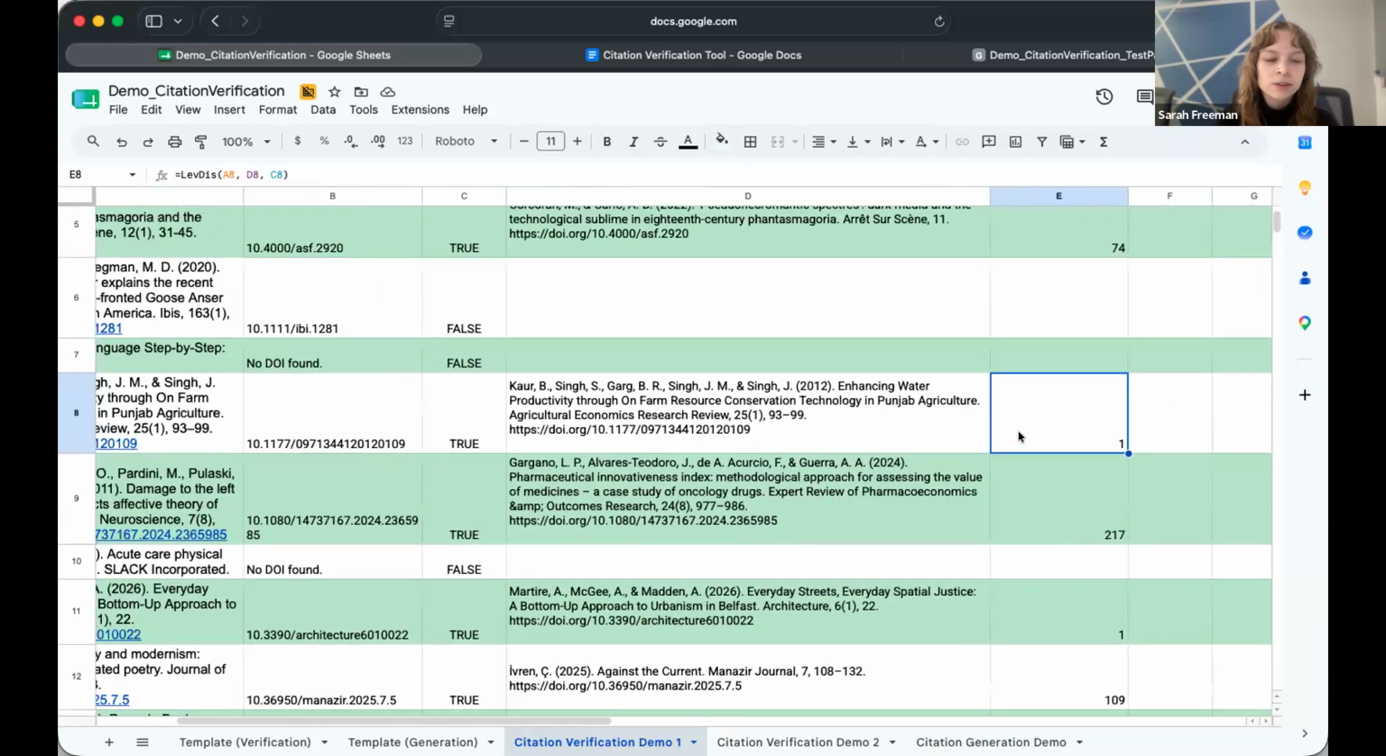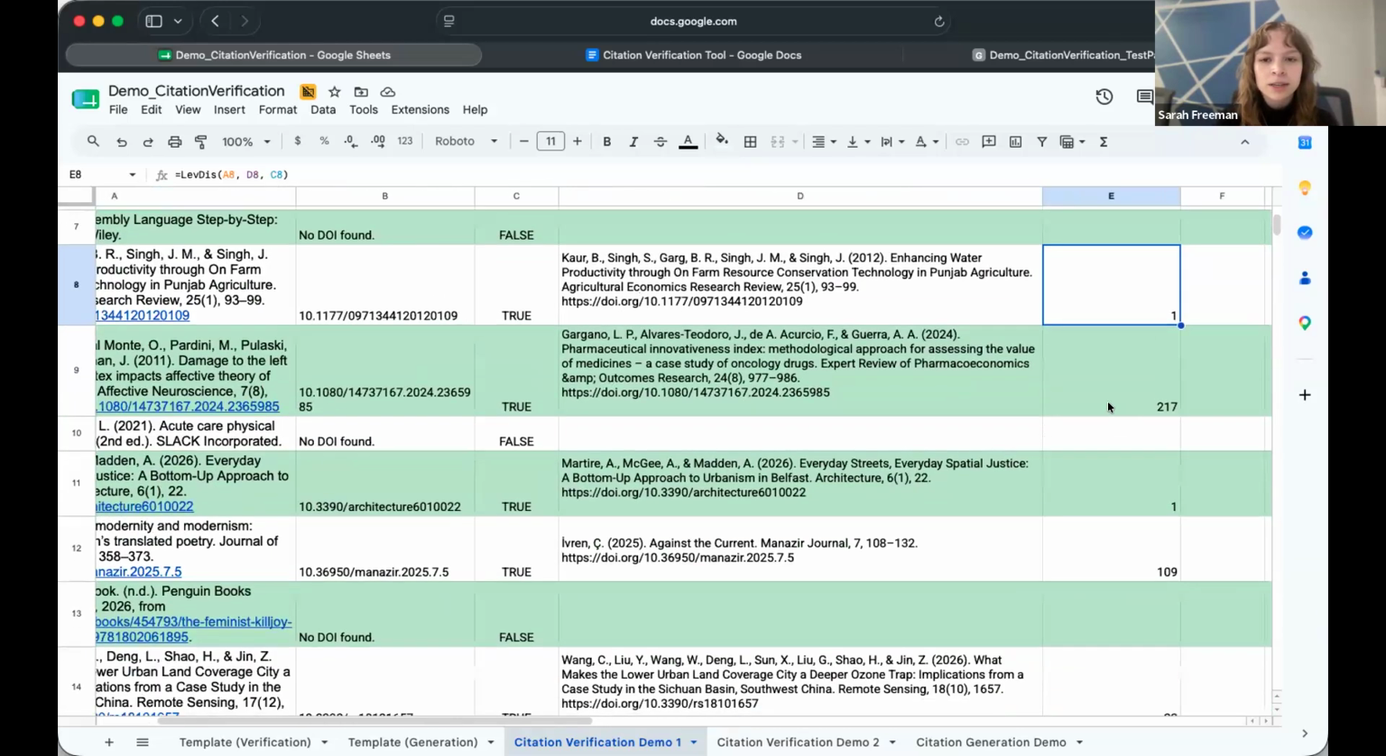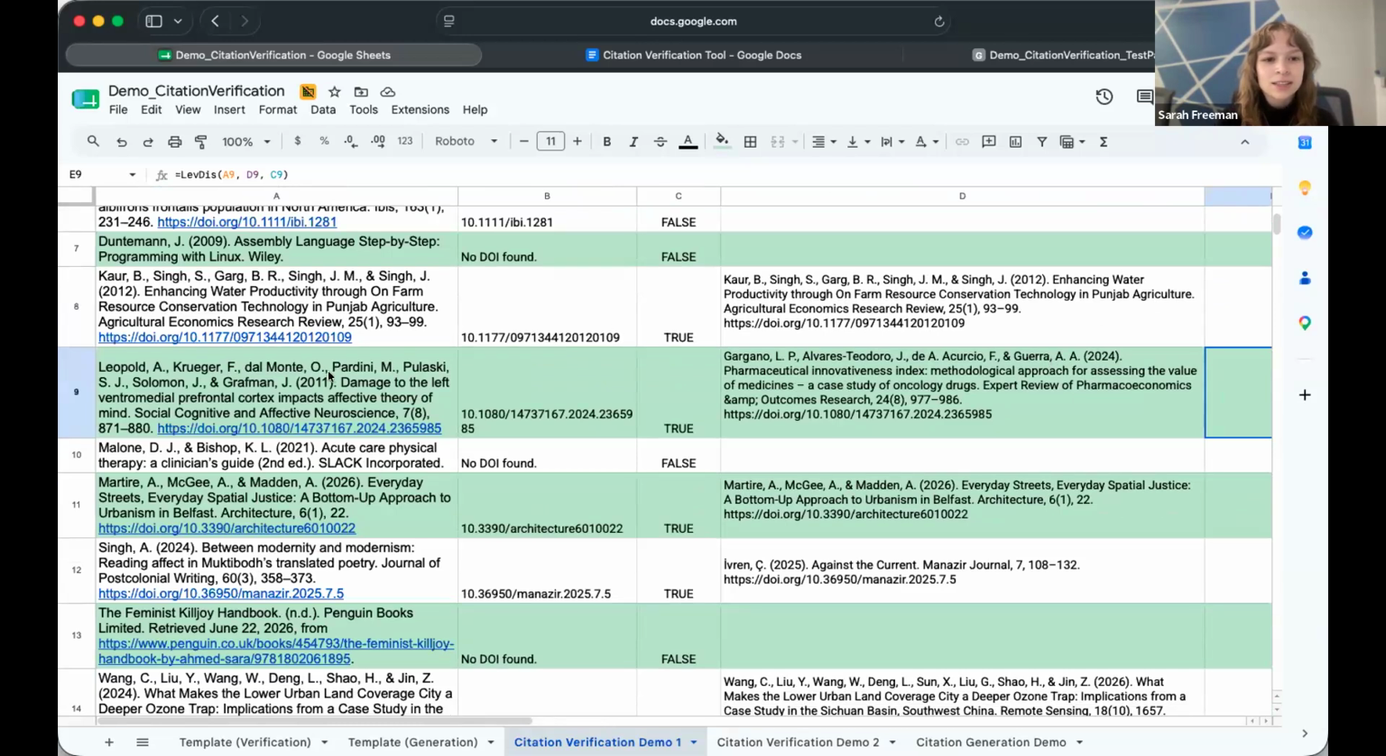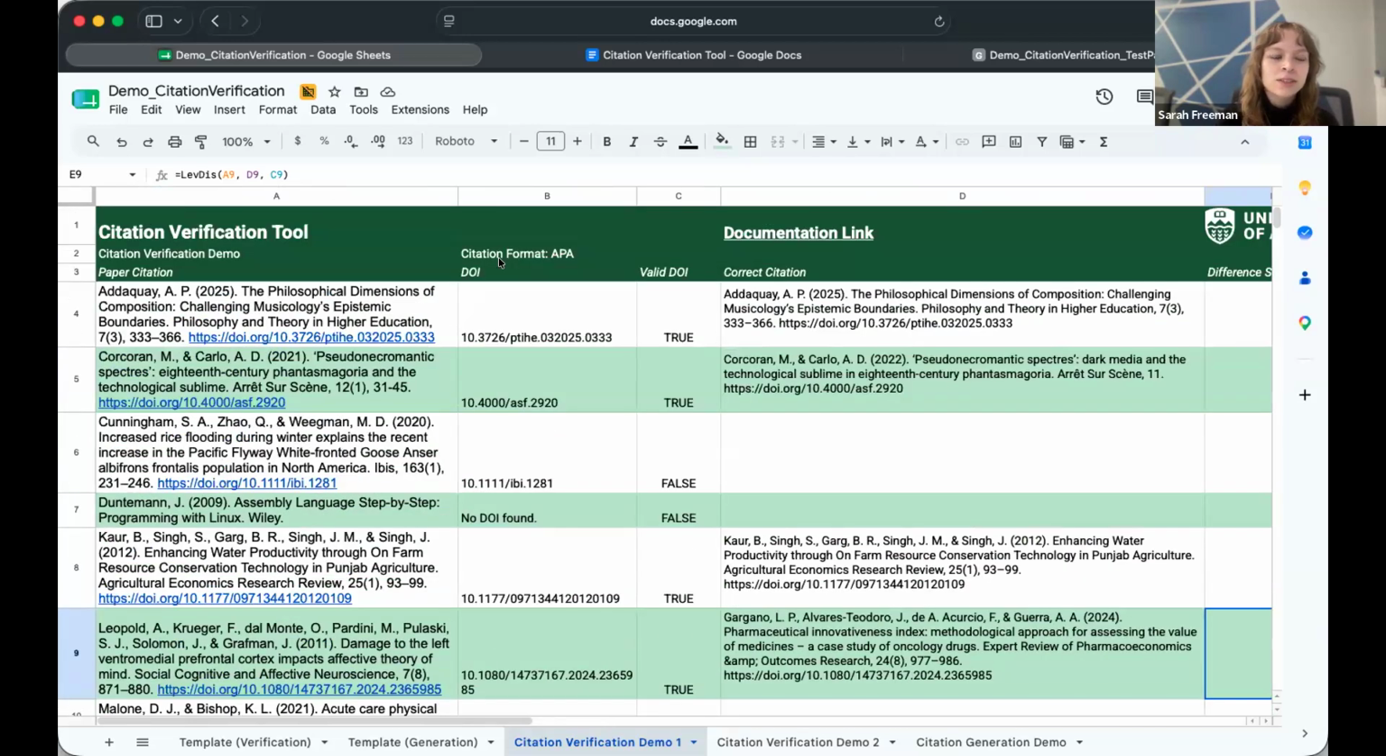We've got another one with a very low difference score. That means this is probably good. This one has a very high difference score, and just visually I can see that this citation here is citing a completely different article than the information that the registration agency has provided. So that's something I would really want to look into as well. So this is just kind of a snapshot of the scenarios that can come up when you use this tool.